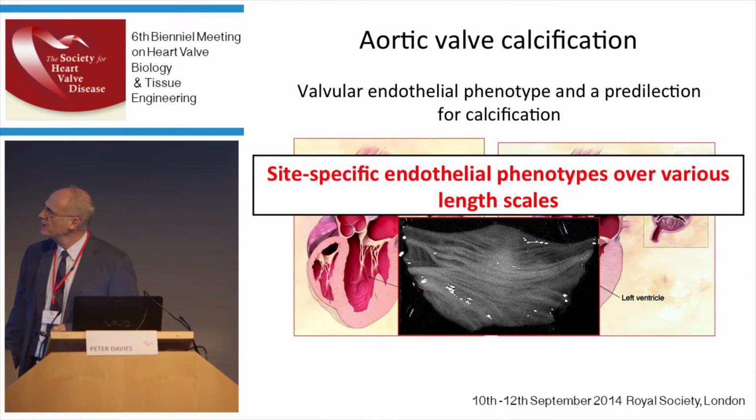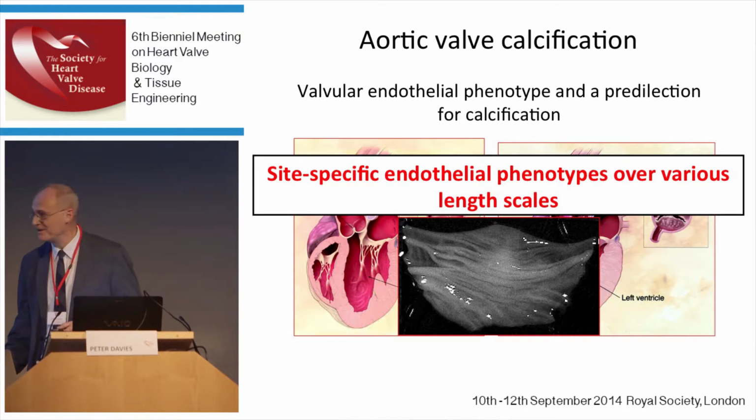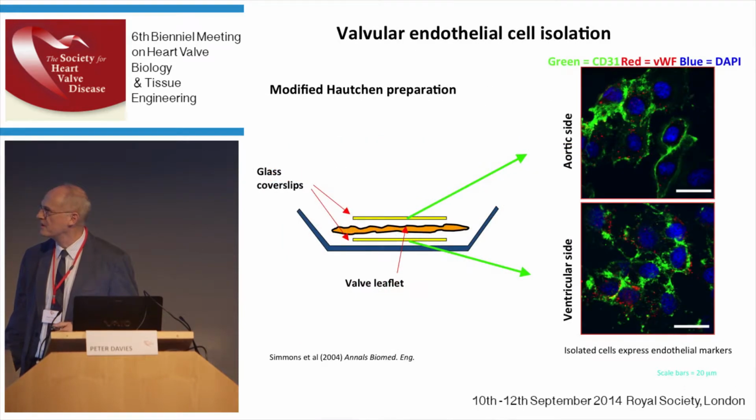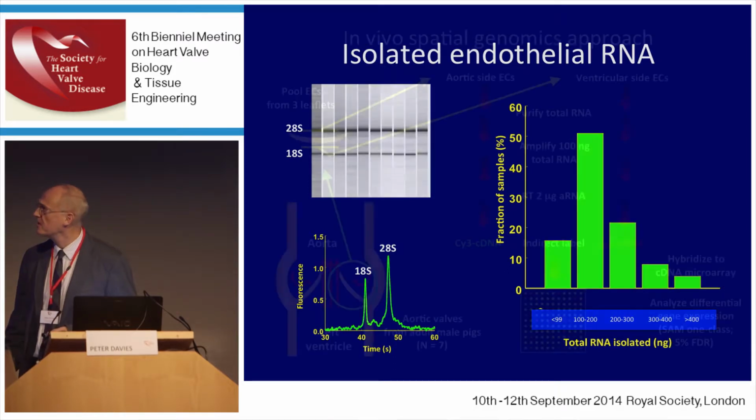So we really began to look at site-specific endothelial phenotypes over various length scales in the valve back in about 2005, when the Canada Research Chair professor who's here today at the University of Toronto, Craig Simmons, was a postdoc in the lab. And what Craig did was the first in vivo study of isolation of endothelial cells from each side of the aortic valve, confirming their purity and so on, confirming that we could get enough RNA of very good purity and good enough amounts to do high throughput analysis.